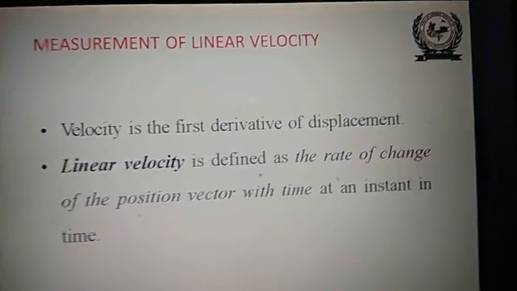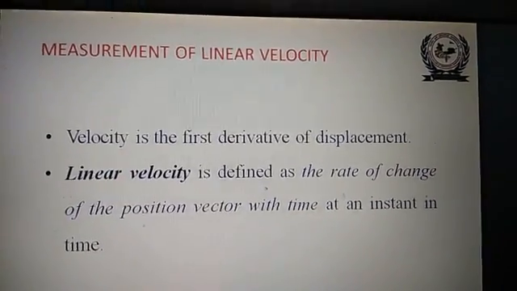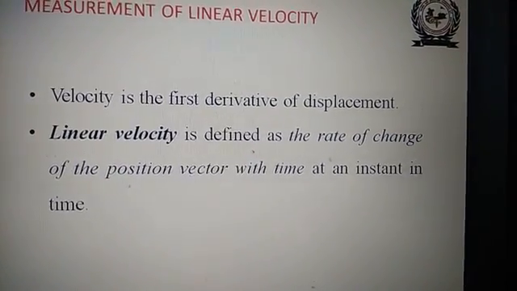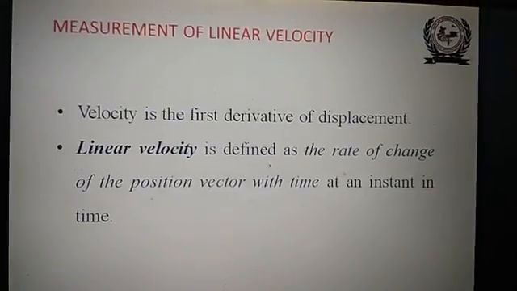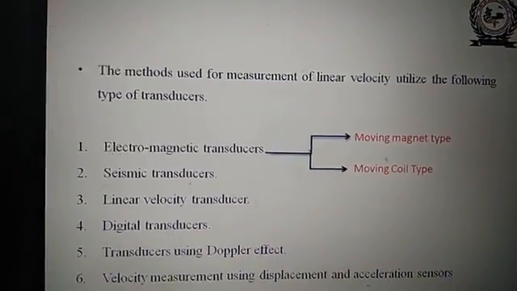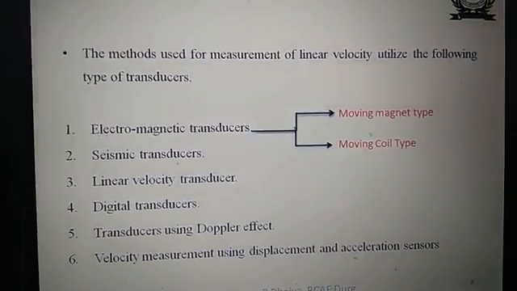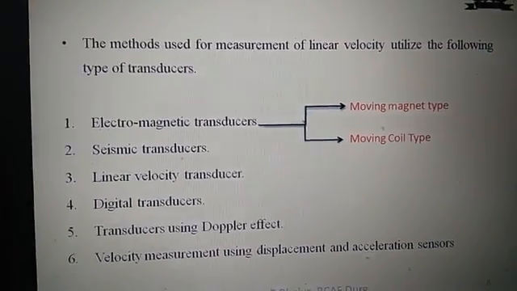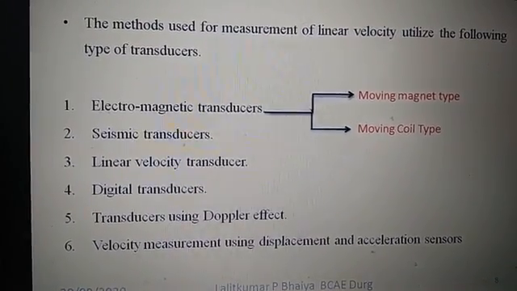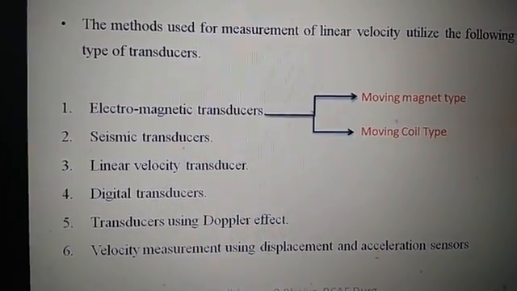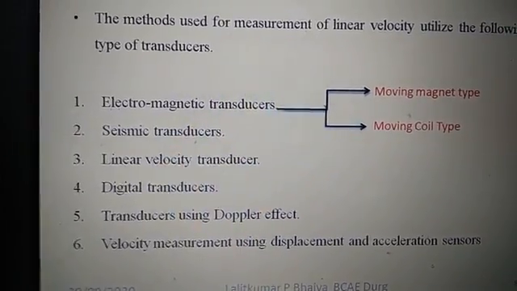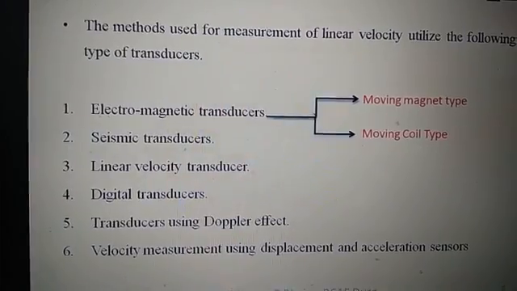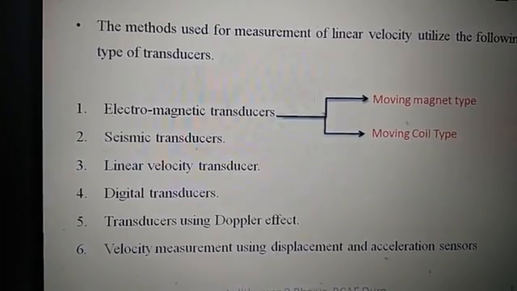Then we have discussed this. What is velocity? Velocity is the first derivative of the displacement, and linear velocity is defined as the rate of change of the position vector with time at an instant in time, that we have seen. And these are the various methods used for the measurement of linear velocities. We have seen, out of this, electromagnetic transducers, in which we have gone through the moving magnet type and moving coil type. Also we have seen seismic transducers for the measurement of velocity. Then we have seen linear velocity transducers. Now we will go for the digital transducers.